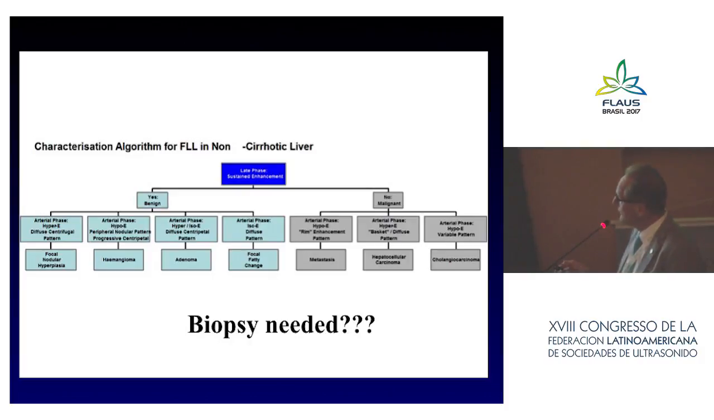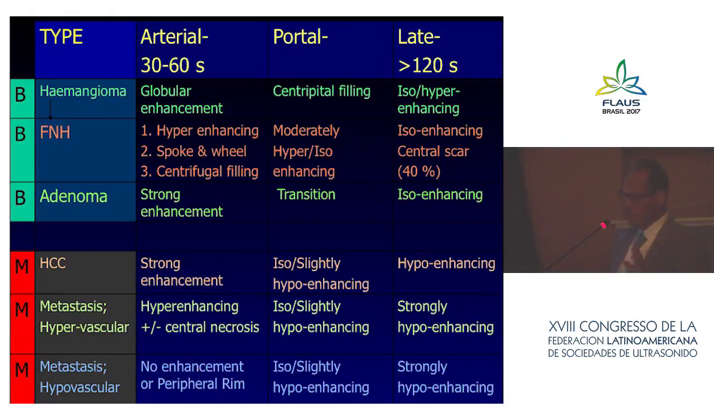Remember, if there is sustained enhancement, it's benign. If there is not sustained enhancement, it is malignant. And this is only the case if you have a non-cirrhotic liver. If you have a cirrhotic liver, you use another algorithm. When do we need biopsy? Well, remember, if it stays white, if it has enhancement, it's good. If it does wash out, it's bad.